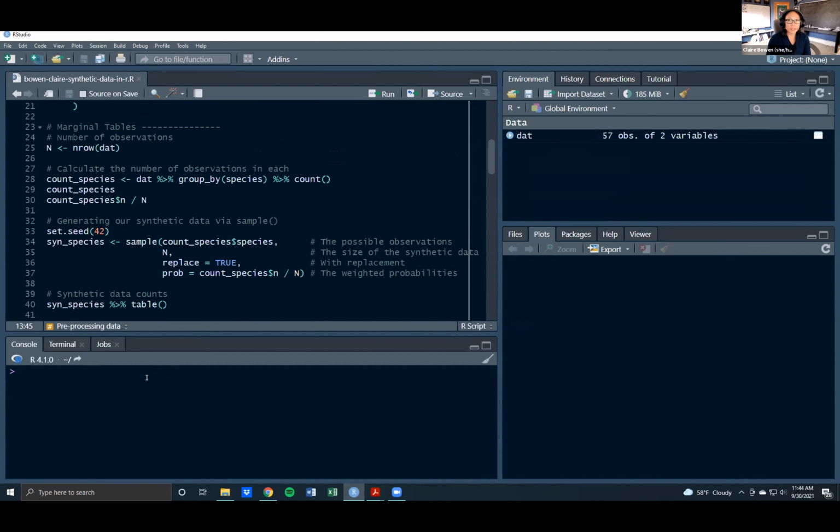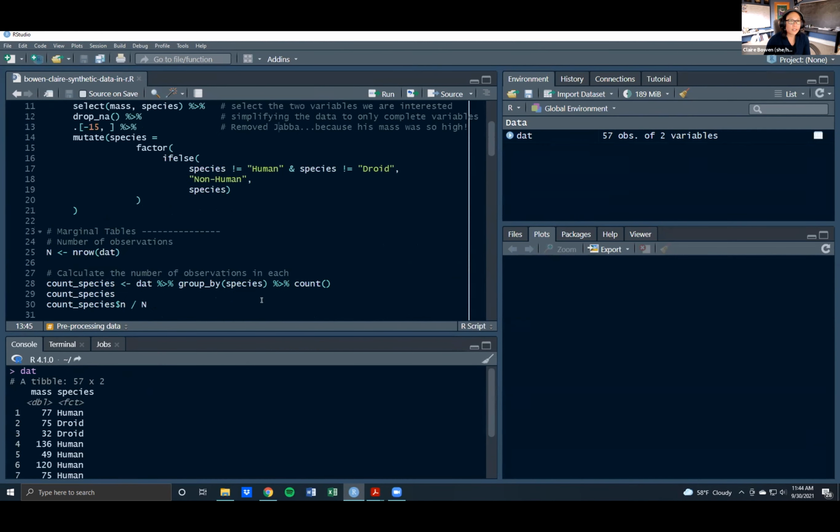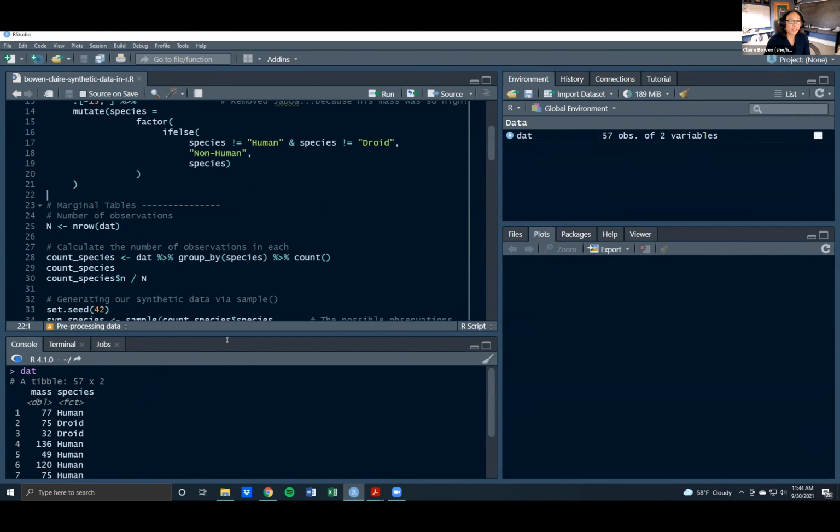So let's quickly make sure that everything got loaded. Yep. The data set that I subset down from the Star Wars one: I looked at mass and then I looked at the species. I simplified it to humans, droids, and non-human, because I was trying to be sensitive to the aliens, because only us humans call them aliens, right? Anyways, that looks like that's good.